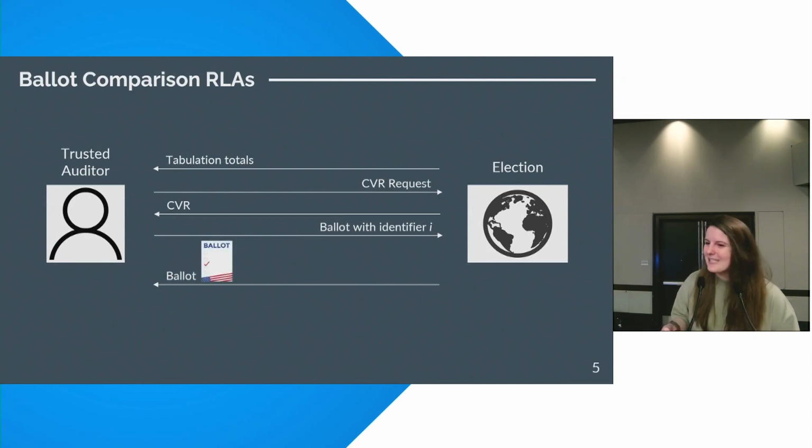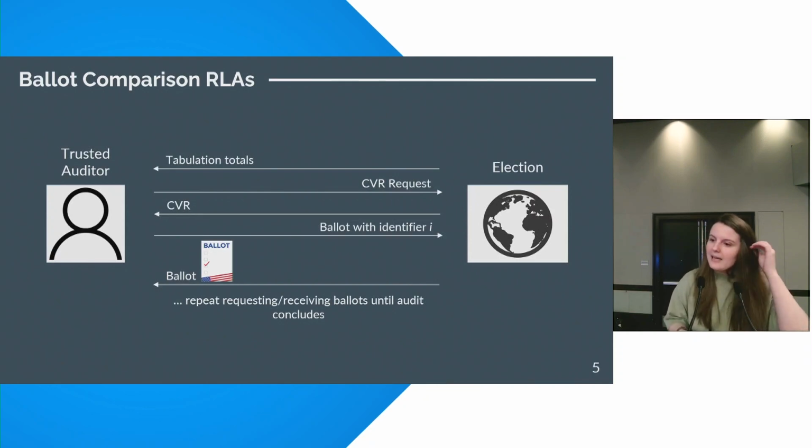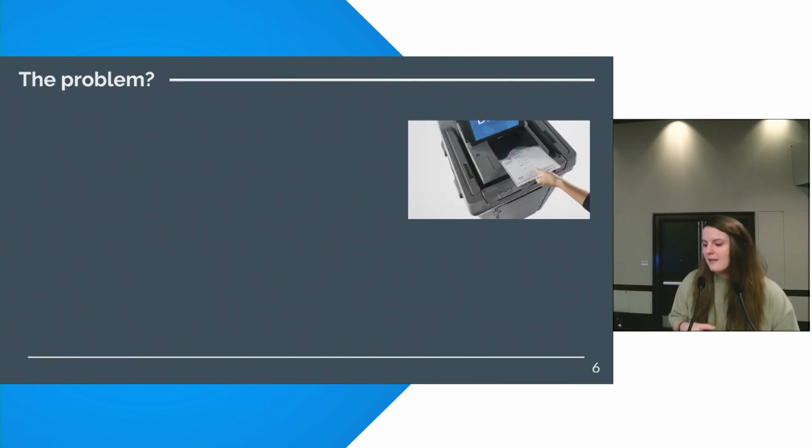The auditor interprets this ballot and compares the interpretation to the row on the CVR. They then repeat this process of requesting and receiving specific ballots until the audit concludes. And again, there's two conclusions: either election results seem correct, or we need to do more auditing. So what's the problem with this procedure?